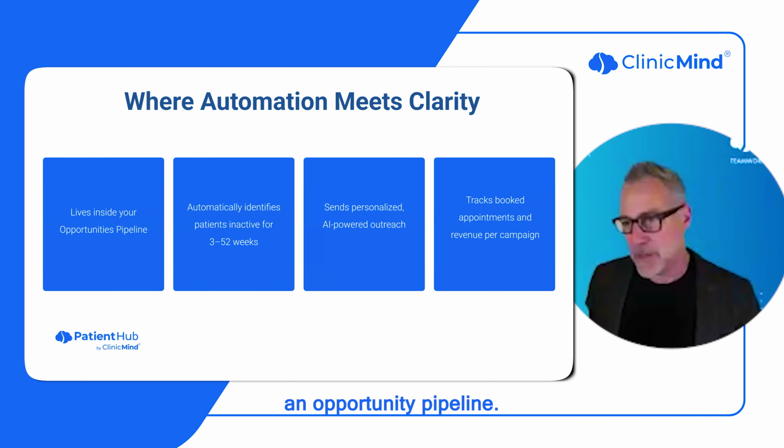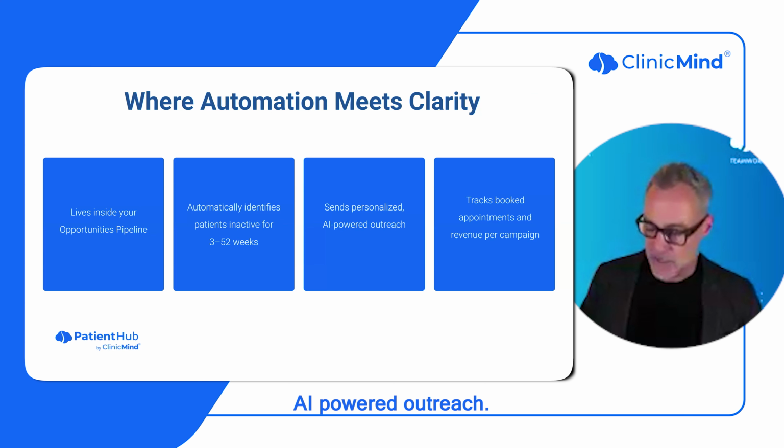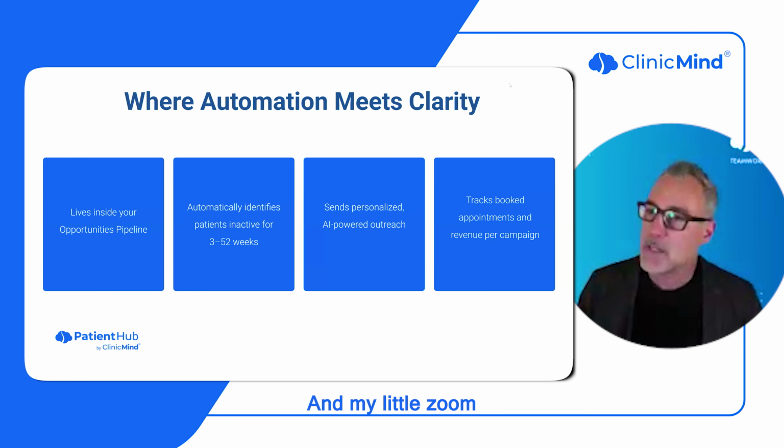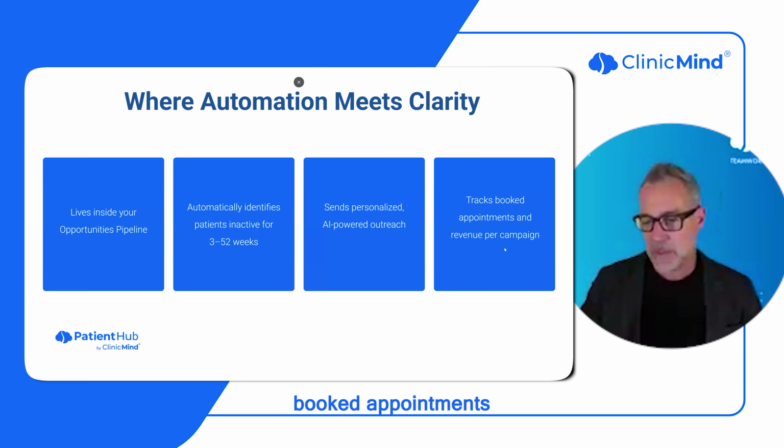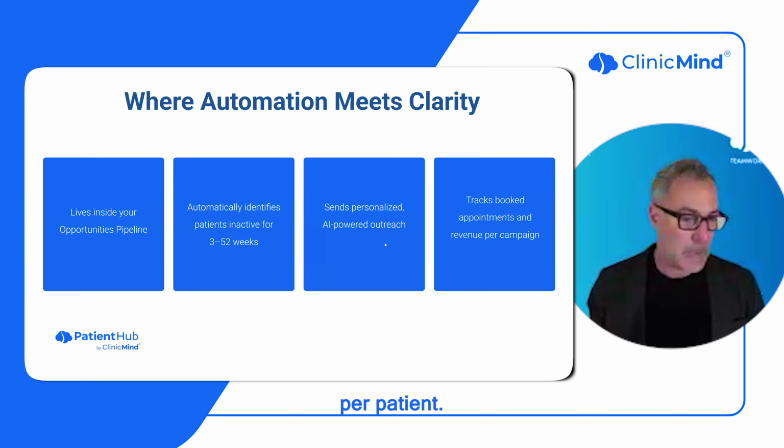So that's an opportunity pipeline, being able to see where everybody stands, where your inactive patients stand. So it automatically identifies patients inactive from 3 to 52 weeks, sends personalized AI-powered outreach. And my little Zoom thing is covering my last box here. So it tracks booked appointments and revenue per campaign, per patient.